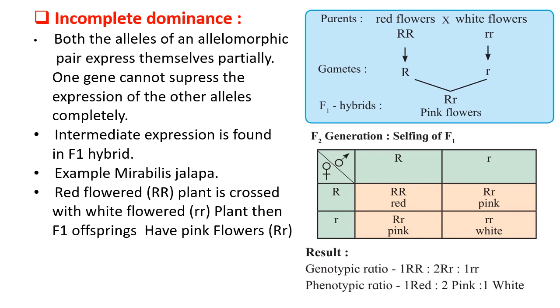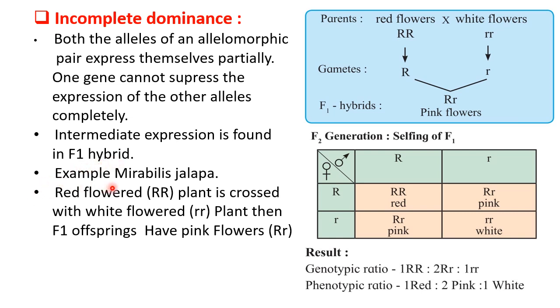Now we will study the law of incomplete dominance. In incomplete dominance, both the alleles, alleles are also called genes, of an allelomorphic pair express themselves partially or incompletely. One gene cannot suppress the expression of the other gene or allele completely. Hence, there is incomplete expression. Then, in such cases, there is intermediate expression of both the traits in F1 generation plants, which are called F1 hybrids.